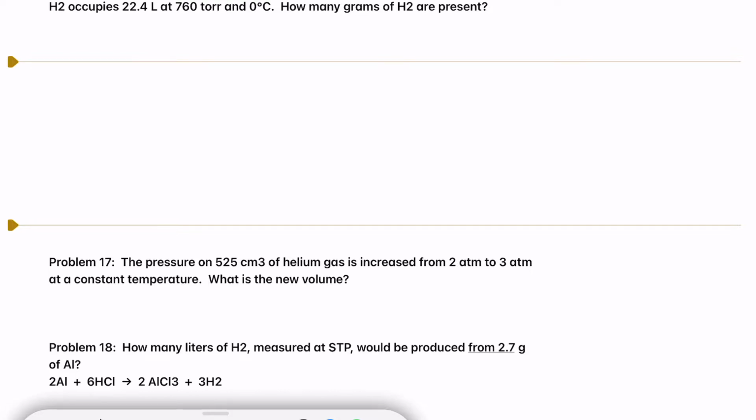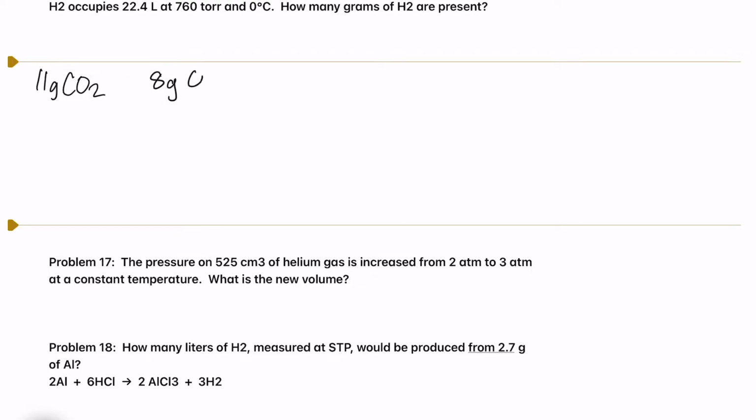16 asked us to calculate the mass of H2 that is present in an ideal gas mixture. The key components here are that they're giving us standard temperature and standard pressure. They're giving it to us in torr, but it equals 1 atm. And if you can remember that at STP, 1 mole of gas takes up 22.4 liters, so we know we're looking for 1 mole of gas total. So we're going to do some quick conversions here.